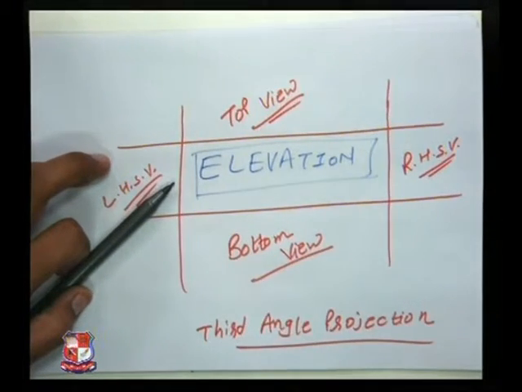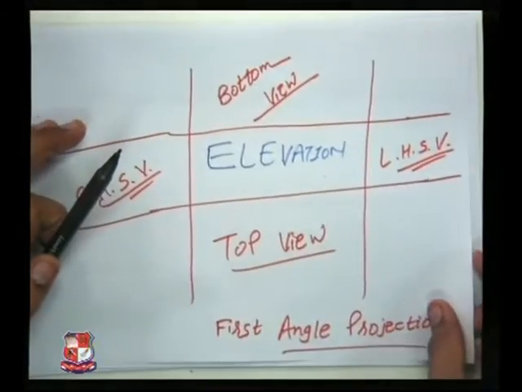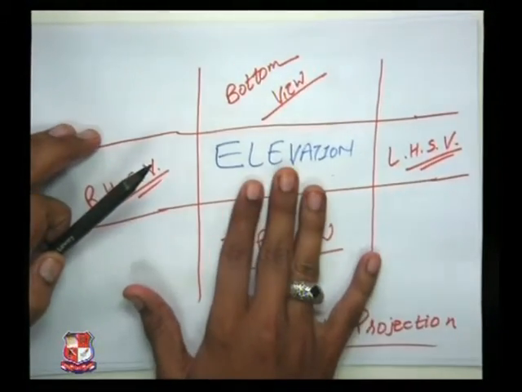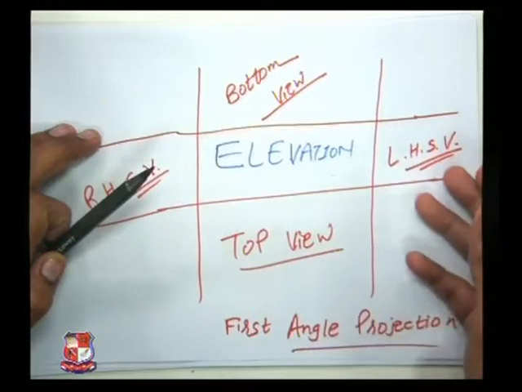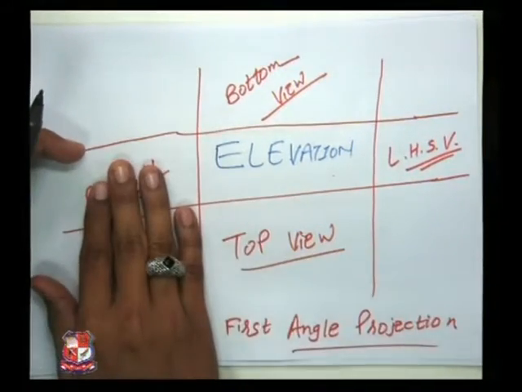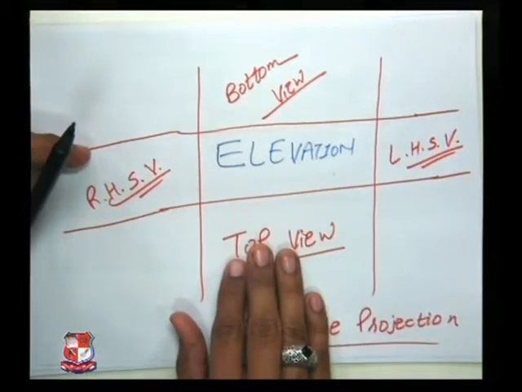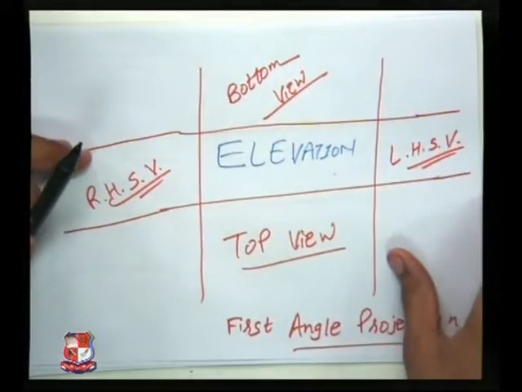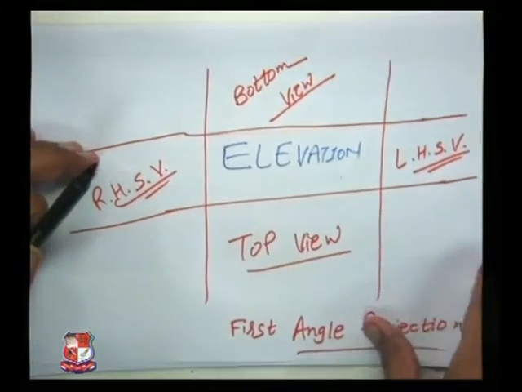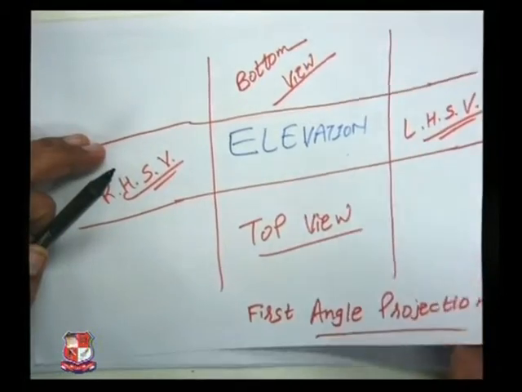Whereas in the first angle method, elevation in the center, left hand side view on the right hand side, top view is in the bottom and bottom view is in the top. So that is the basic difference between first angle and third angle method.